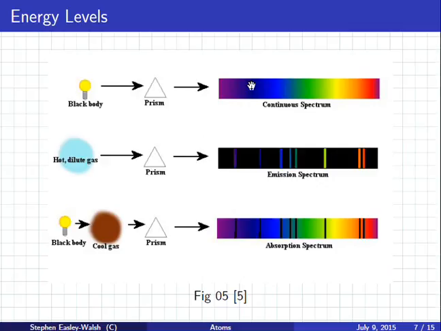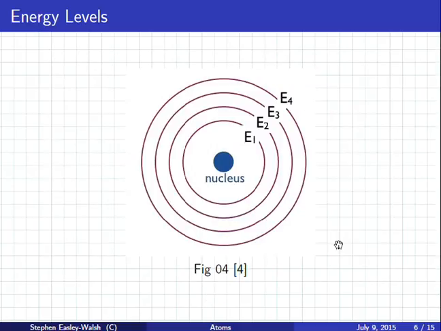Notice that you don't get all the colours. And then here you have the light through a cold gas. Here we have gas, and then the light goes through the gas and then goes through the prism. And again, we don't get all the colours. We have some missing spots. You see that? Now, the reason for these situations is because the atom is like this.